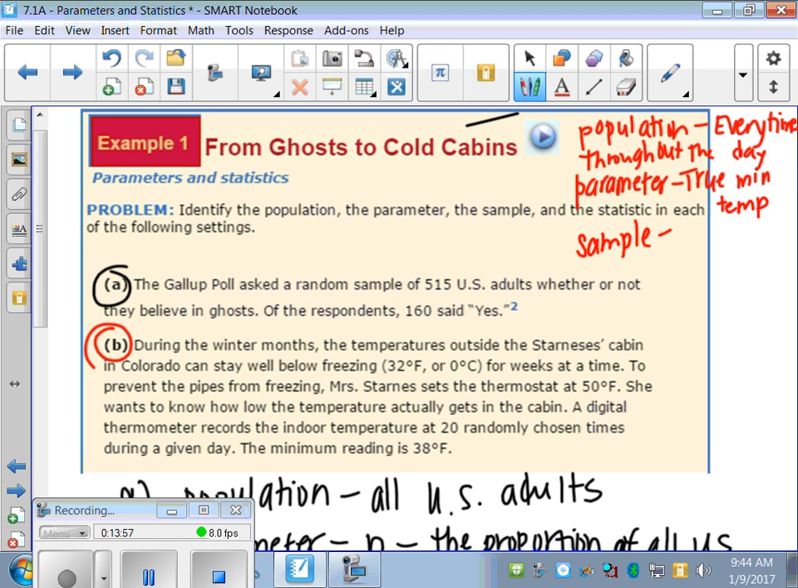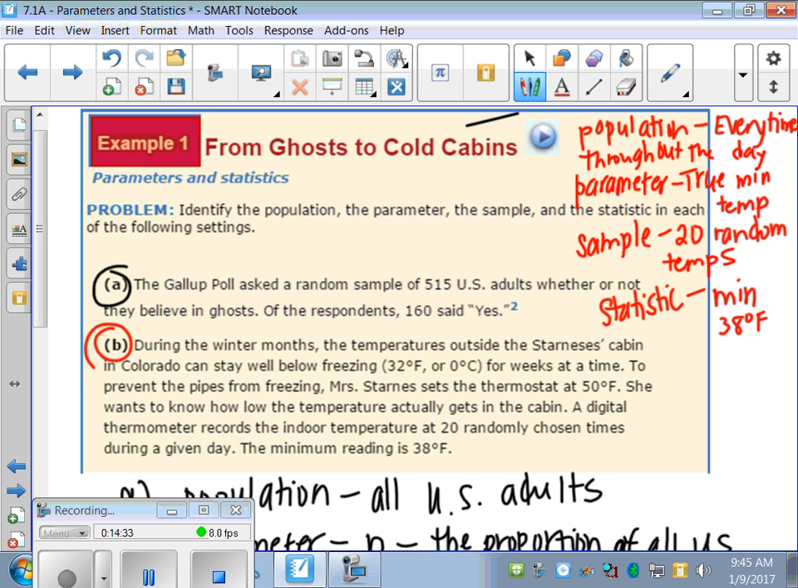Taylor, what do you think the sample is? Yep, we took 20 random temps throughout the day, which was at randomly selected times. And the statistic is the number that goes with that. The minimum reading is 38 degrees Fahrenheit. So the minimum would be the 38 degree Fahrenheit temperature.